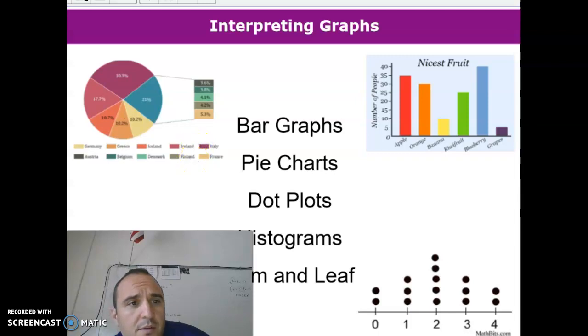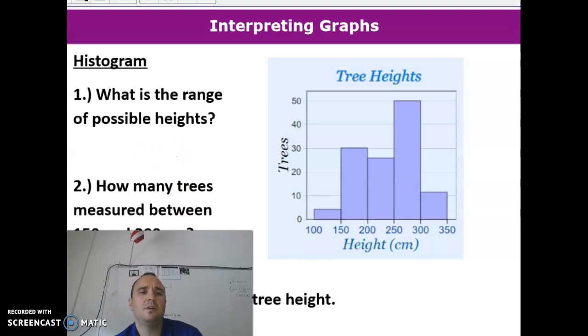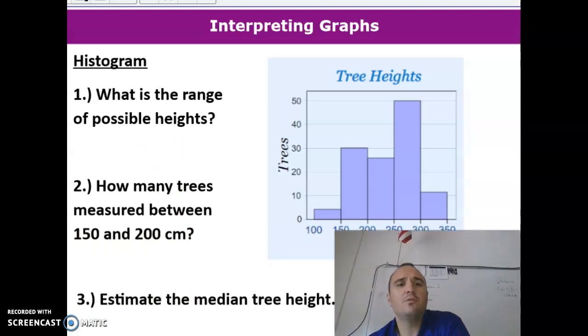So let's get to the next topic, which is a histogram. What is the range of possible heights? The lowest height is way over here and the highest height is over here, of the trees. So the range would be from 350 to 100, which is 250.